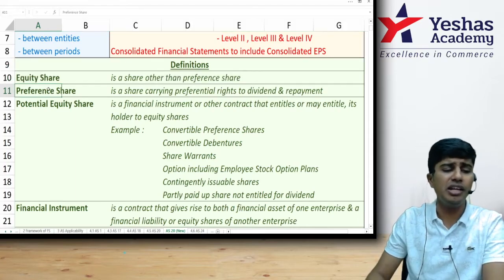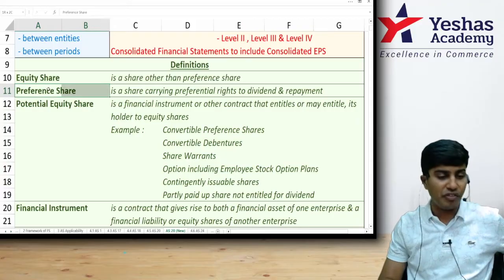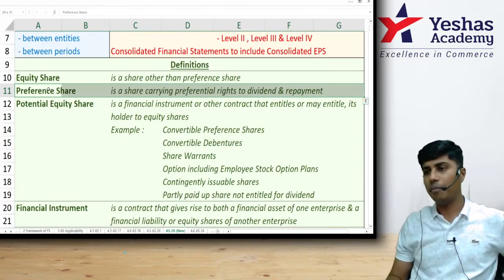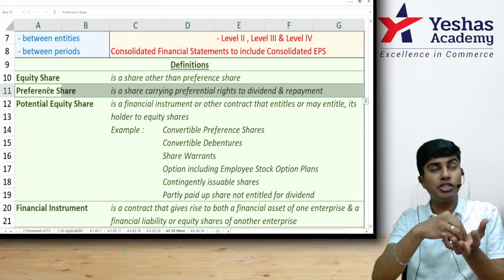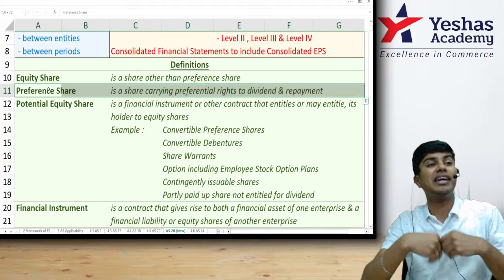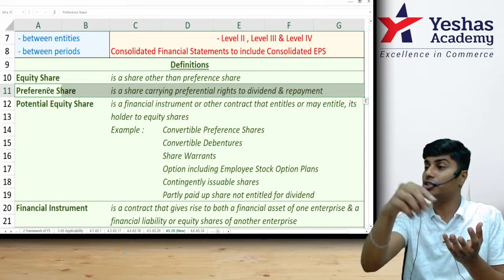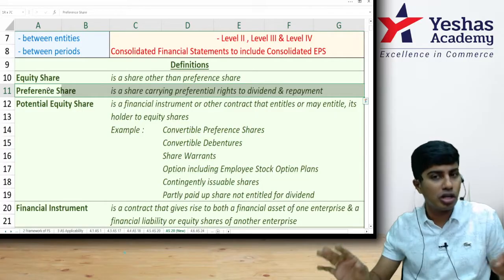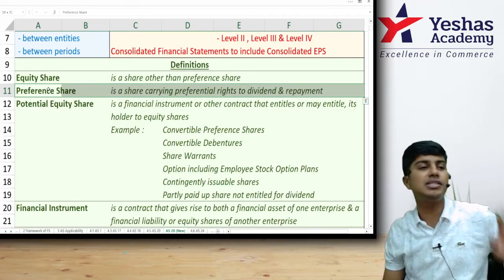What is preference share? Preference share is the share with preferential right in two situations. One, for dividend. Two, for repayment. When the company is giving dividend, first it should give it to preference shareholder, then equity shareholder. When the company is repaying the capital, first it has to be paid to preference shareholder, then to equity shareholder. Those are preference shareholders. For them, EPS is not computed. For them, dividend is fixed.